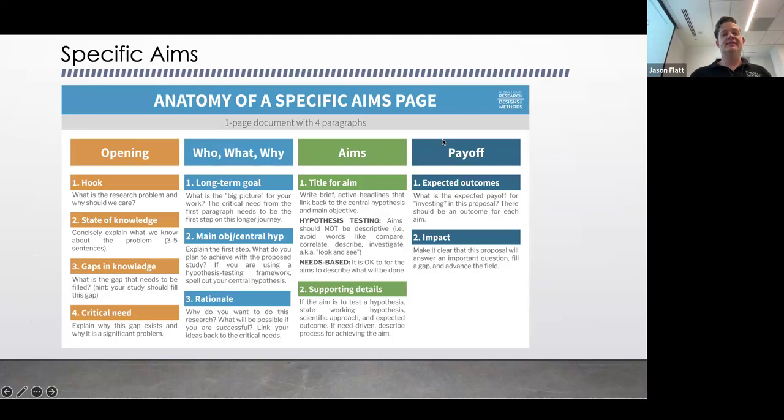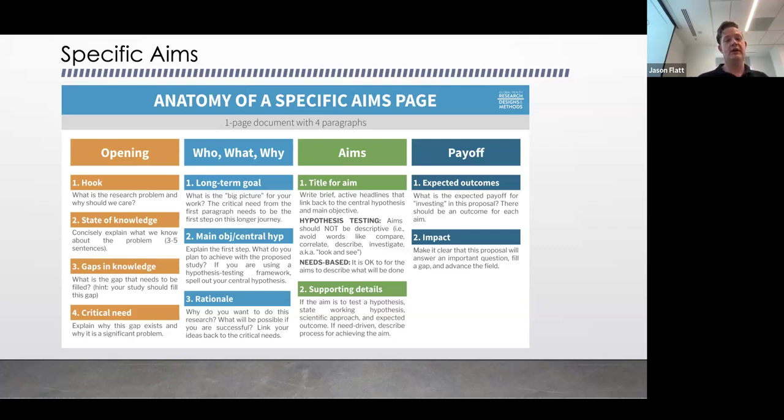So here I give you an example. I think this can be really helpful when you're thinking about writing the different sections of your aims page. This is using some different language from the example I showed before, but you can think about it as your background and your overview, the aims, and then the payoff, or the long-term expectations of the work. Following this kind of structure can be really helpful for drafting the aims page. I have even at points highlighted parts of the text to ask: is this the hook? Where's the state of the knowledge? Where are the gaps? Where's the critical need in the opening?